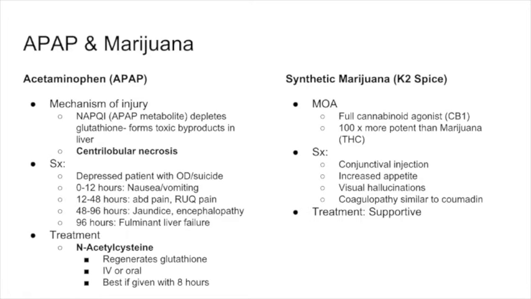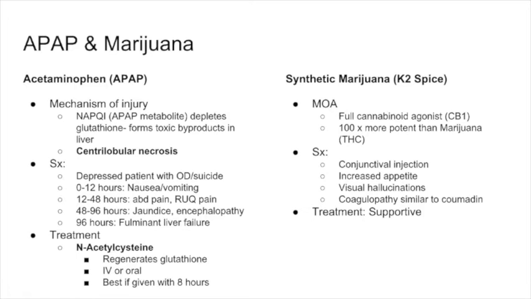Next, two agents that we're going to talk about are acetaminophen and marijuana, specifically synthetic marijuana. Acetaminophen we've talked about before. The mechanism of injury in overdose is that the metabolite called NAPQI depletes glutathione, which forms toxic byproducts in the liver. The hallmark histology of acetaminophen overdose is central lobular necrosis, and that's high yield for Step 1 because it links pharmacology with histology.